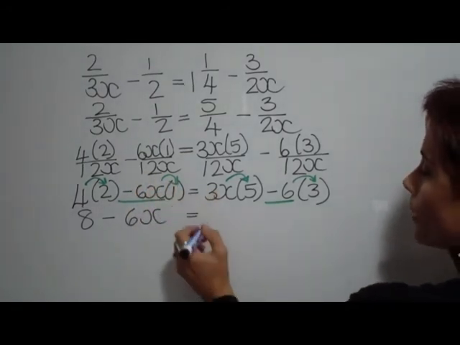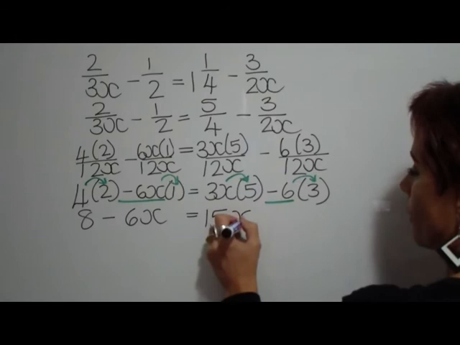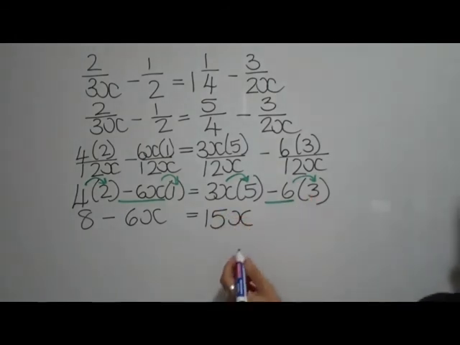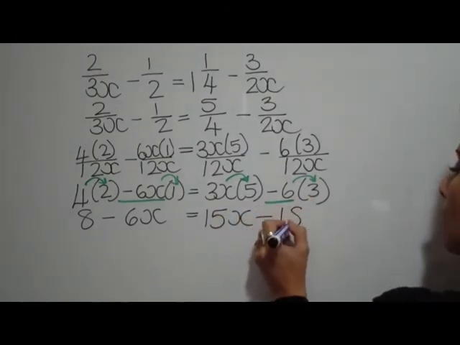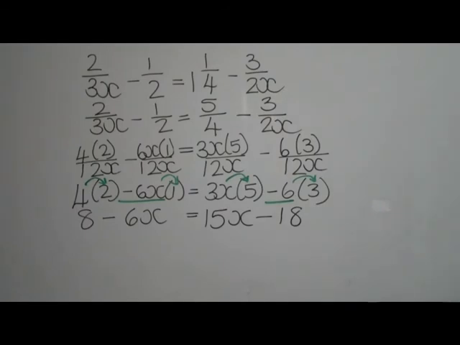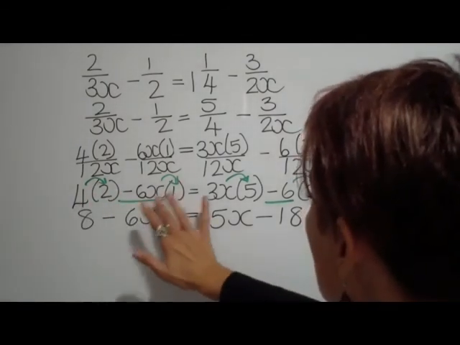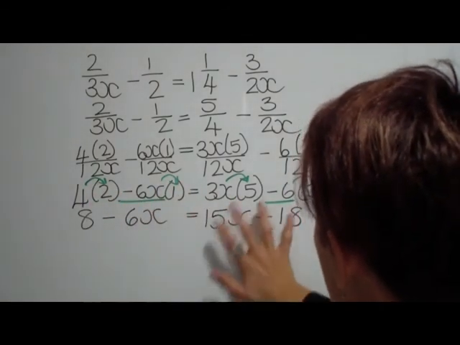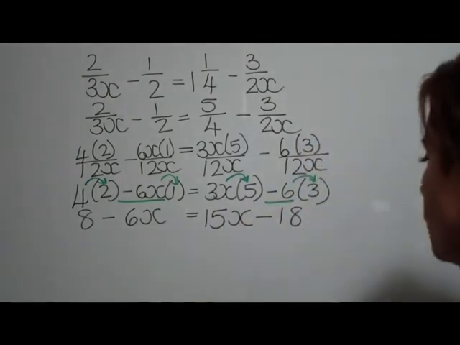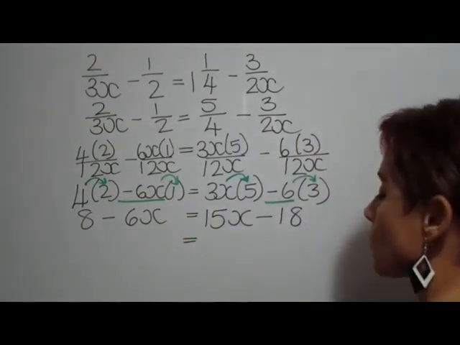Okay, 3x times 5 is 15x, and then it's negative 6 times 3. Negative 6 maal 3 is minus 18. Okay, beautiful. Now just check 8. That's negative 6x. Yes, that was 15x minus 18. Beautiful. Okay, x is to the left.